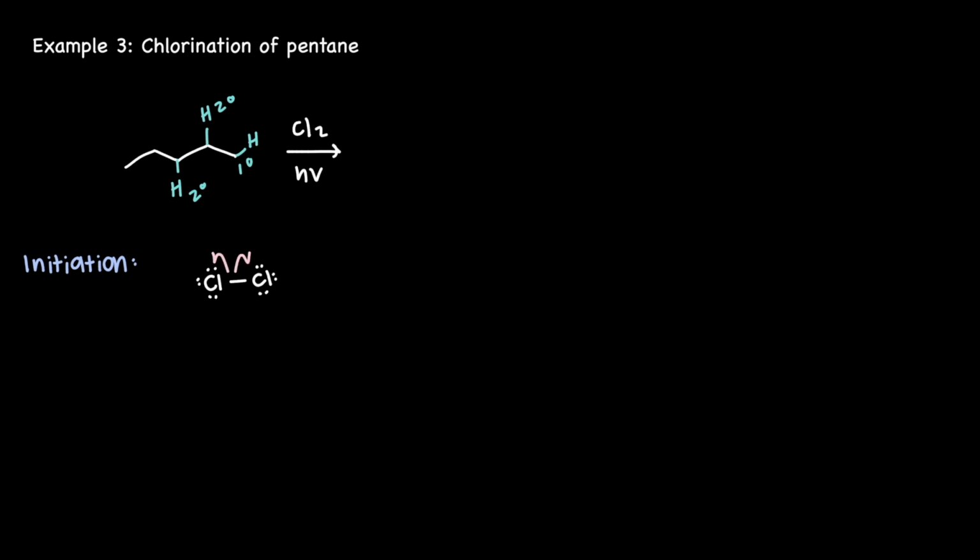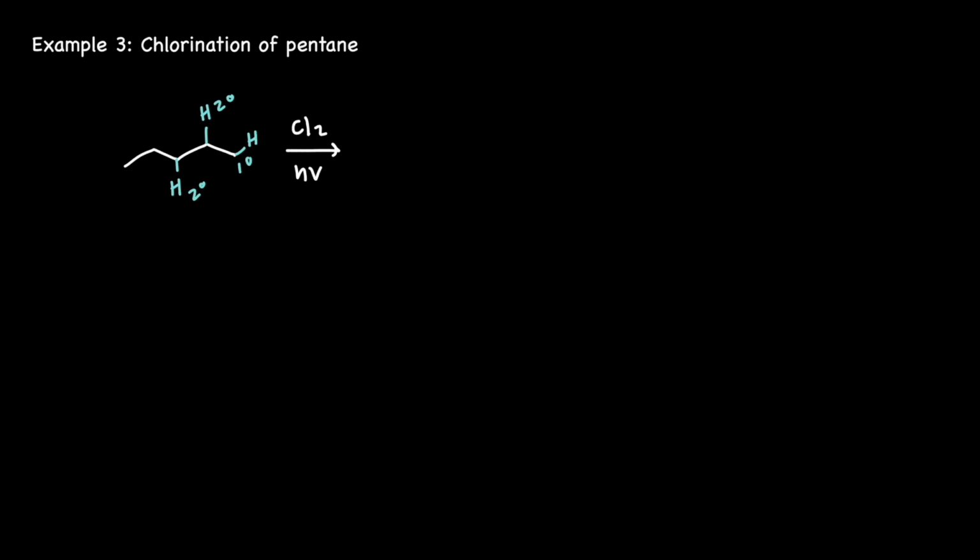Example 3, chlorination of pentane. Next, let's look at pentane. Because pentane contains several unique types of hydrogens, multiple substitution products are possible. First, we have the initiation step. The chlorine-chlorine bond breaks under light to form two chlorine radicals.